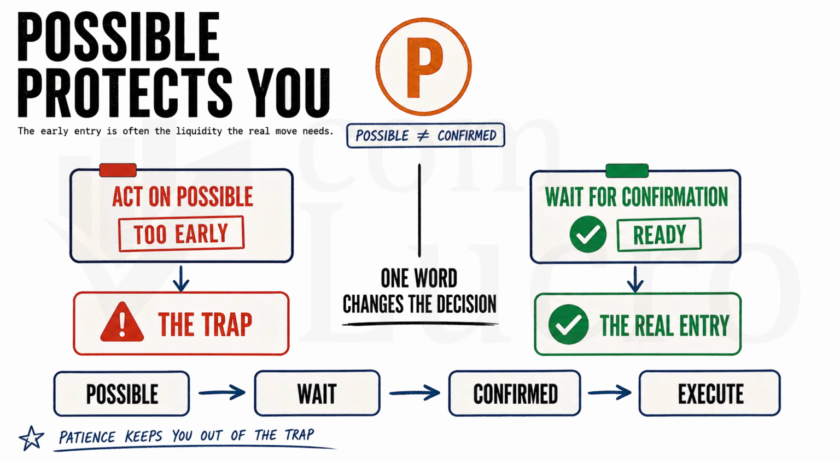And that single word, possible, is your first defense against the trap. Acting early is exactly what an inducement zone is built to reward. And with that understanding in place, we can now begin analyzing the chart step by step and follow how the market structure develops in real time.